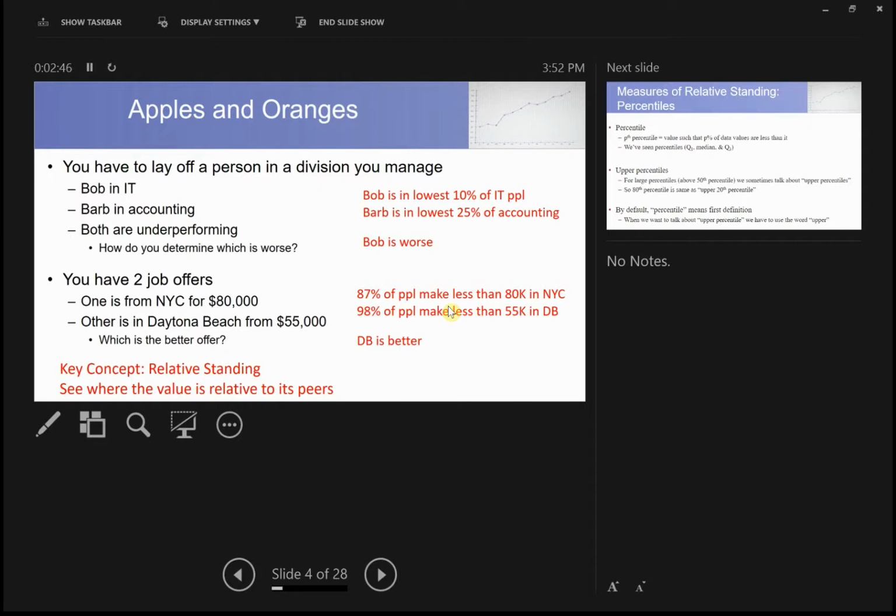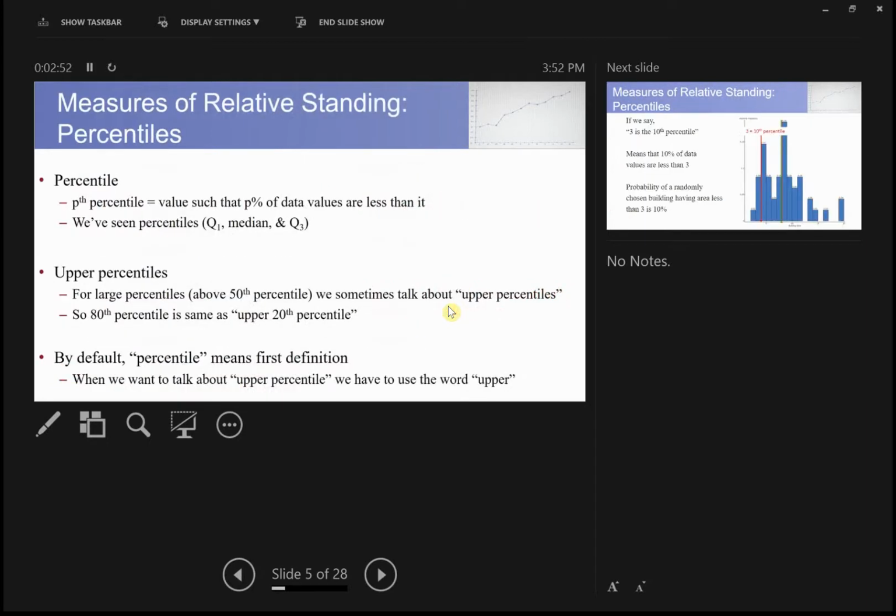Now the question is, how do we compute these numbers? The easiest and most natural way of doing this is to look at the percentile. If I'm looking at some data value and I compute its percentile, which is the percentage of values that are less than that, that gives me a measure of relative standing. We actually looked at some percentiles before. What percentile was Q1? The 25th percentile, Q1, one quarter. The median was the 50th percentile, and Q3 was the 75th percentile.